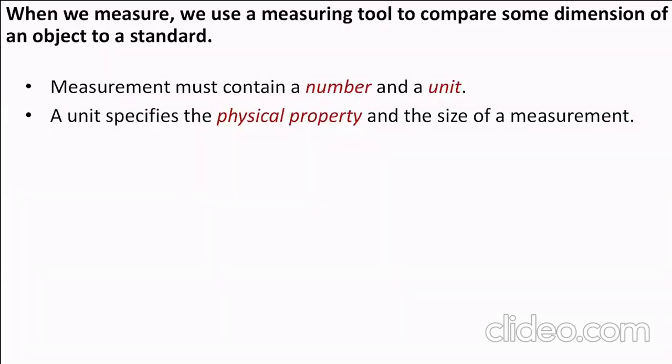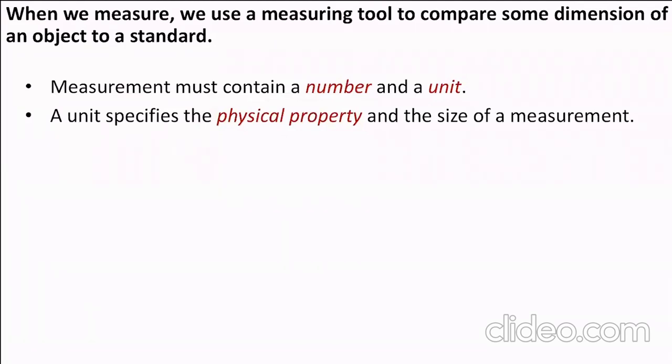Okay, so in chemistry, we're always measuring something: how heavy something is, how hot something is, how cold something is, how many we have. We're always just making measurements of everything that we do. But measurements require specific information.